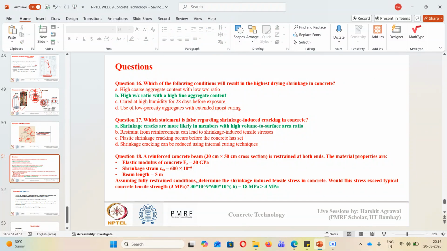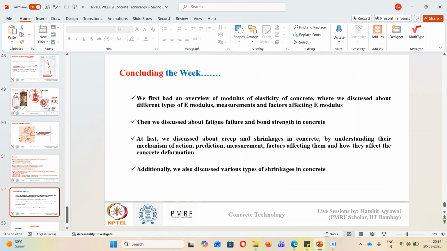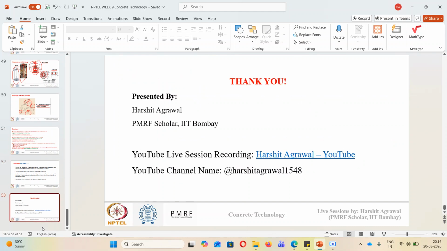So just go through the entire session that we have talked about today and revise it once, okay? Because these things are generally new, they are not commonly taught everywhere. So just go through the session again, and if anyone has any doubt, we can discuss in the next session. This was all for today. We talked about modulus of elasticity, then fatigue and bond strength, and then creep and shrinkage in concrete. What are the mechanisms of creep, how we predict and measure creep and shrinkage, how different concrete factors affect creep and shrinkage, and we also talked about different types of shrinkage in concrete. Okay, thank you.